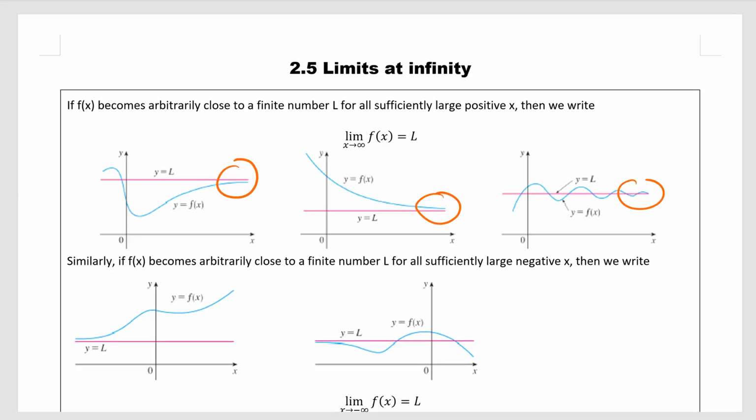So you can see our function can cross the line, okay? It can cross the horizontal line, and it can cross it as many times as we want. However, for vertical asymptotes, we're not able to cross the vertical asymptotes, okay?